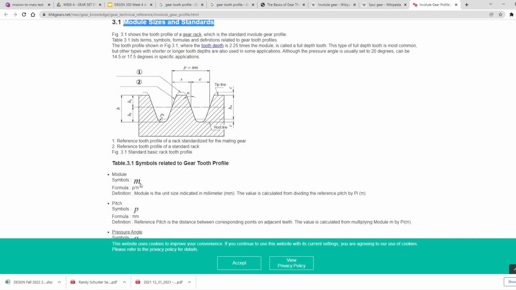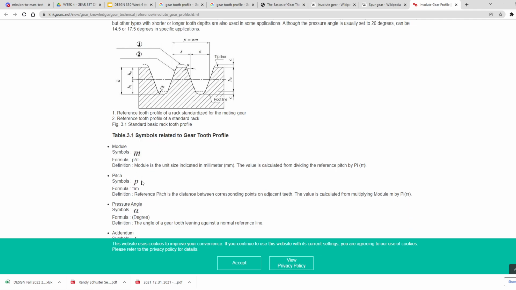So M is the module. It's P divided by pi, and we can remember that pi has something to do with the radius or diameter of a circle. So it's going to be about how far it is along the circle from one gear tooth to the other, which would be the pitch, and then dividing that by pi would tell us the module. Pitch, or reference pitch, is the distance between corresponding points.